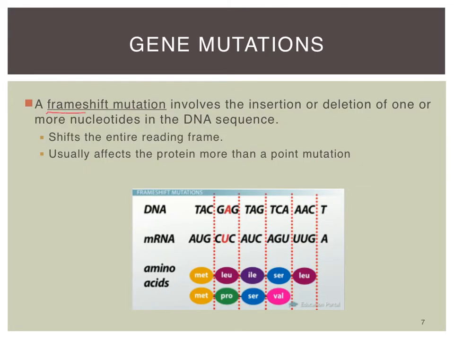A frameshift mutation involves insertion, meaning adding, or deletion, meaning subtraction, of one or more nucleotides in the DNA sequence. What this does is change the reading frame for the codons that are being read on messenger RNA, and it's going to affect the protein more than just a point mutation because it's going to shift everything over for the rest of the chain, which can cause major differences in how this is getting read.